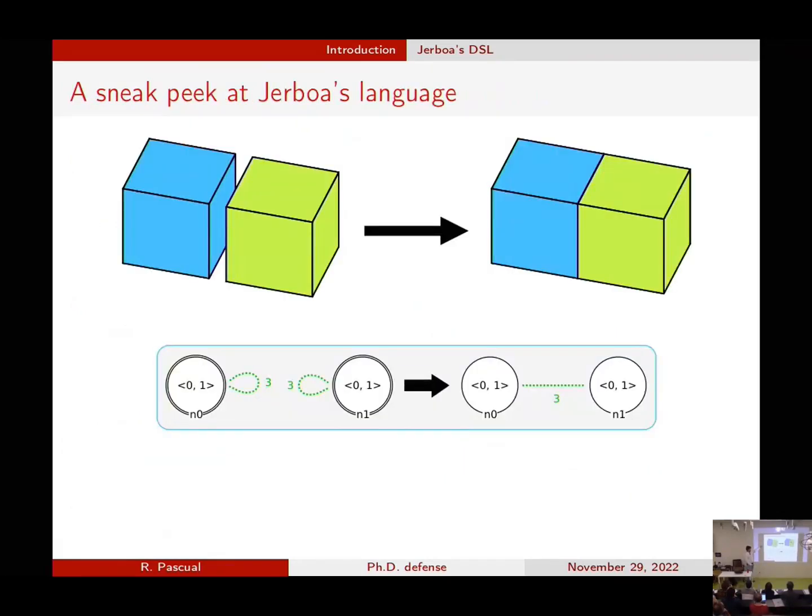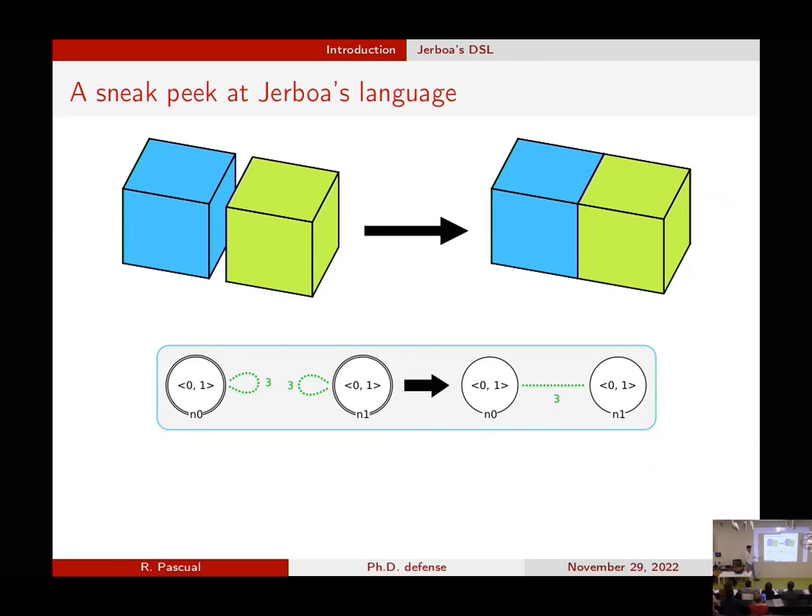The idea is to sew 2 faces. So we start from 2 volumes, and in a sense we glue them together. And we model this with a rule. We have this arrow here, and everything that is left of the arrow is the description of the object before the modification, and everything that is right of the arrow is the object after the modification.